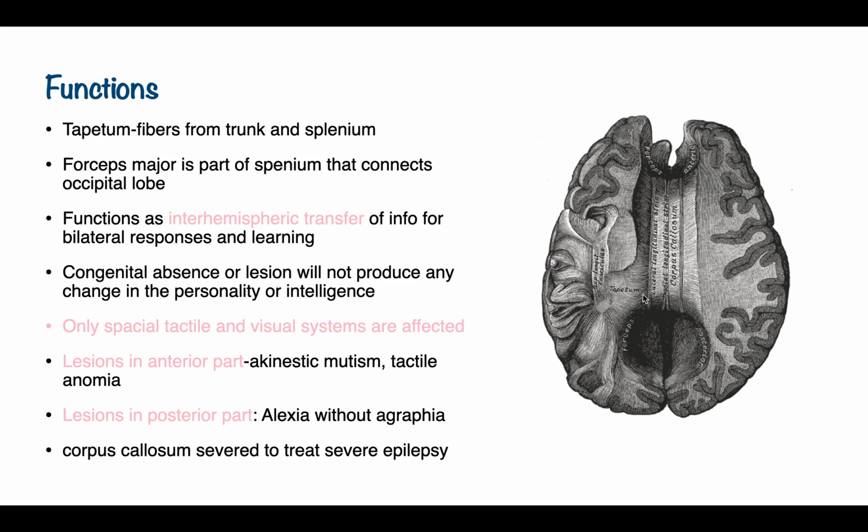So akinetic mutism, they're not going to be able to speak, or a patient's not going to be able to speak or express themselves. Tactile anomia is that even though they can feel things, they're not going to be able to recognize the shape purely by touch, while we can. So if you close your eyes and you feel around, you feel like a cold surface, something kind of rectangular, you're like, oh wait, that's my phone.